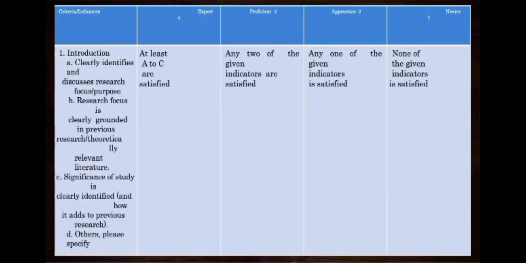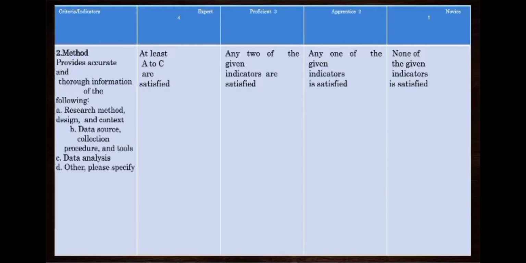The first one is introduction. Letter A, clearly identifies and discusses research focus or purpose. Letter B, research focus is clearly grounded in previous research and theoretically relevant literature. Letter C, significance of study is clearly identified and how it adds to previous research. Letter D, others, please specify. And the four bases or indicators are the expert, proficient, apprentice, and novice.